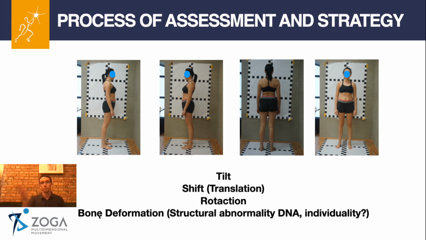So in the therapeutic process, we always start with a general global assessment. So we are looking at someone from all directions. We are looking if they have some tilts in different segments of their body, shifts, which is translation of one segment to another segment, rotations. But we also pay attention to shape of adipose tissue, movement of adipose tissue around the muscles and around the bones. We are looking also at their individual shape and the DNA that they have. So we are looking at what individual shape they have from their family DNA.